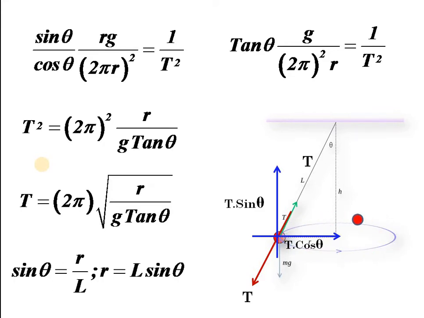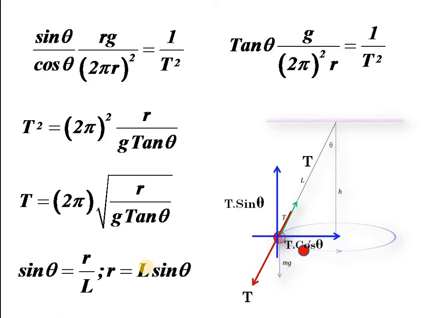And again, if you go to the figure, you can replace this small r. Small r is the radius of the circular path. From the diagram, you can see sin theta will give you the opposite side r by the hypotenuse, which is the length of the string L. So you can remove the small r from here by substituting L sin theta.